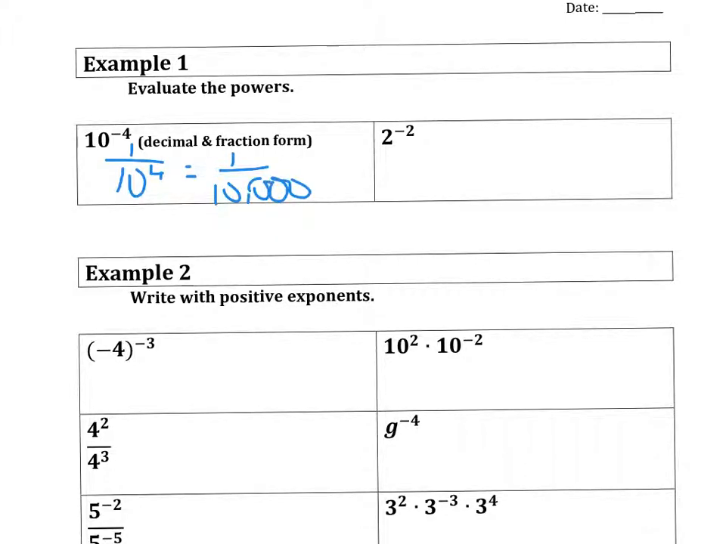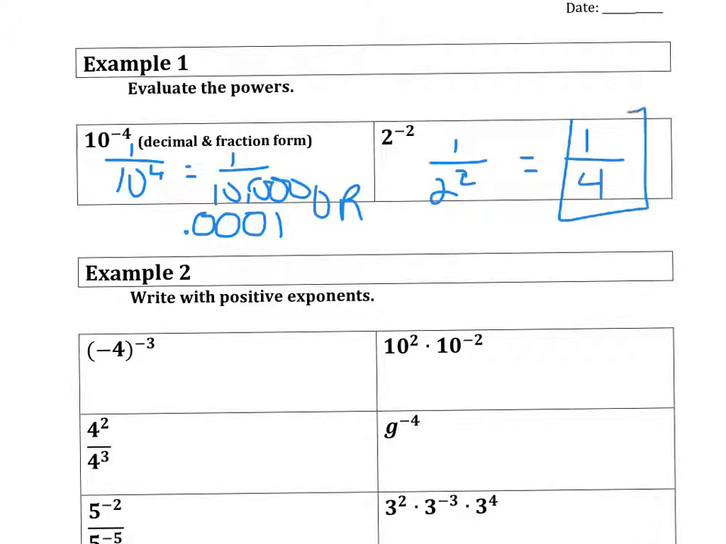And because it also asks us for decimal form, if you just say it and think about it, 1/10,000th means that there would be a 1 in the 10,000ths place. So behind the decimal, we know that the first is the tenths, hundredths, thousandths, and then 10,000ths. So that is the other way that we could express that answer. For 2 to the negative second power, we would write 1 over 2 squared, which is 1/4.